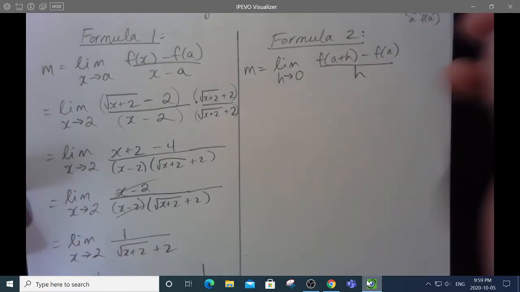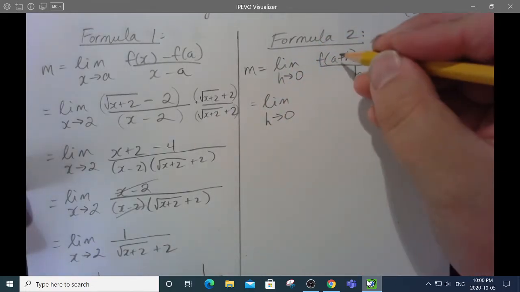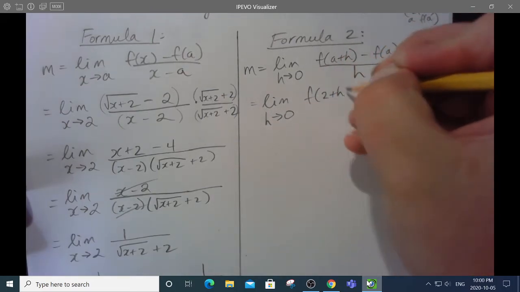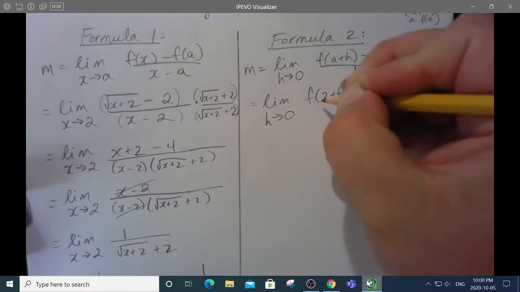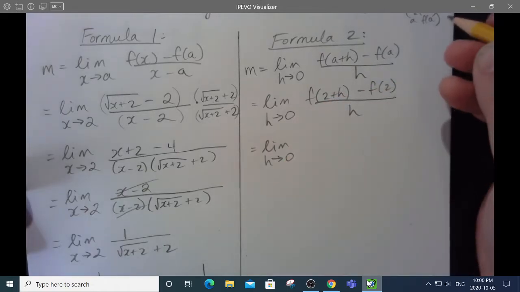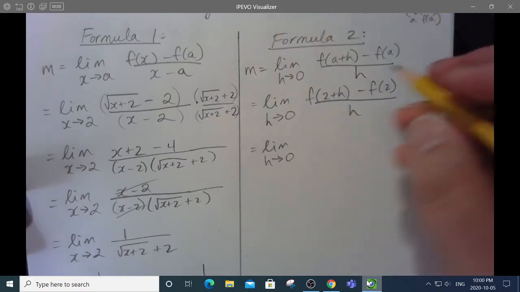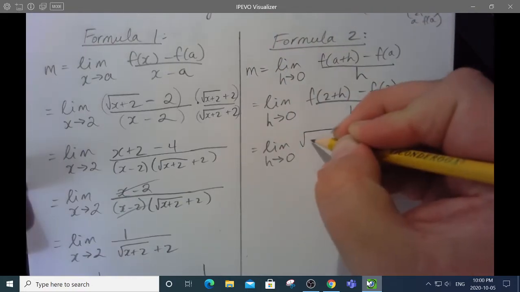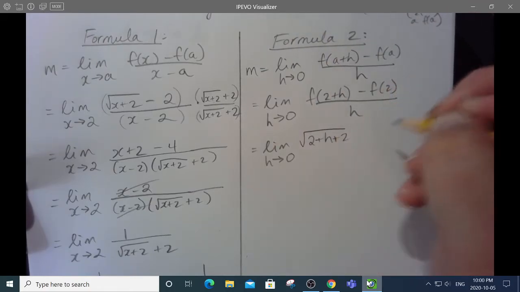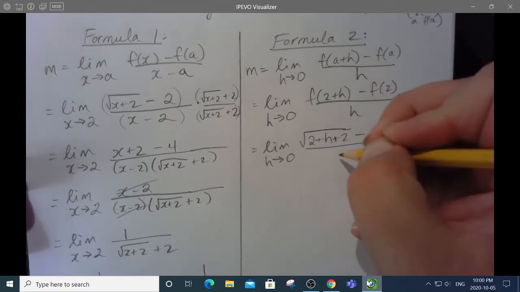In this case, that's going to be the limit as h approaches 0 of, well, a is of course 2, so this is f of 2 plus h minus f of 2 all over h. f of 2 plus h means I have to plug 2 plus h into this x. So that's the square root of 2 plus h plus the 2 that's already in there, minus, and I already know what f of 2 is. f of 2 is just 2, all over h.